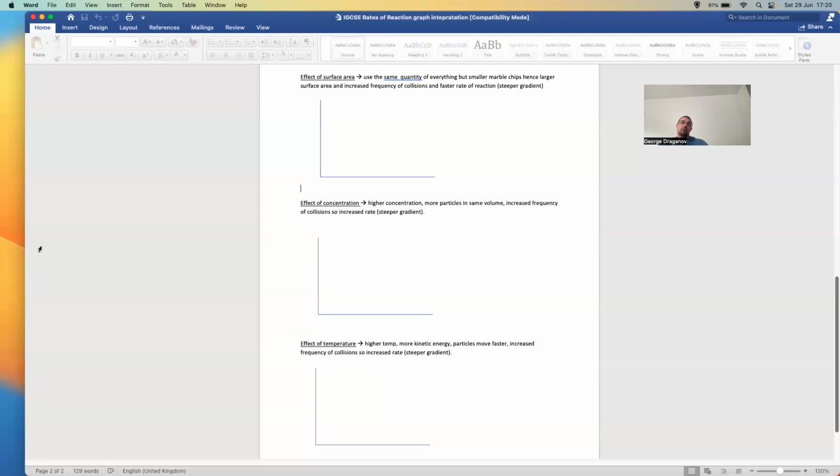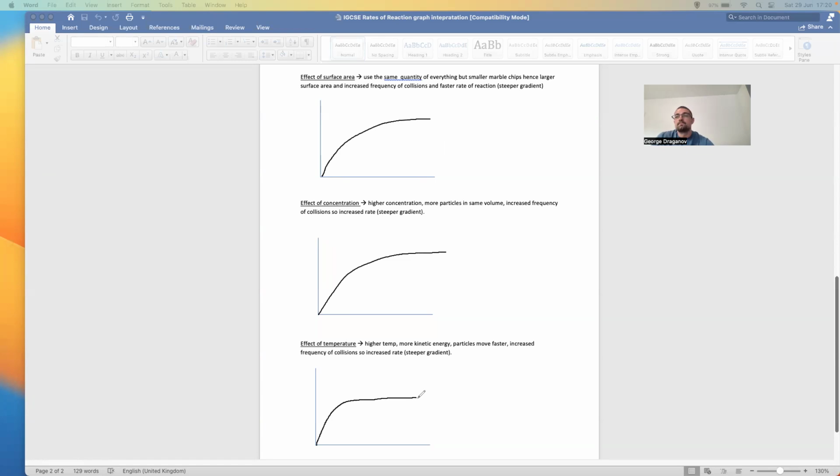So if I draw my original curve in black, well, I can't. Ah, here we go. If I start by drawing a black curve for each one. So we're just considering the calcium carbonate reaction and measuring how much CO2 is produced. Let me just change this one a little bit.